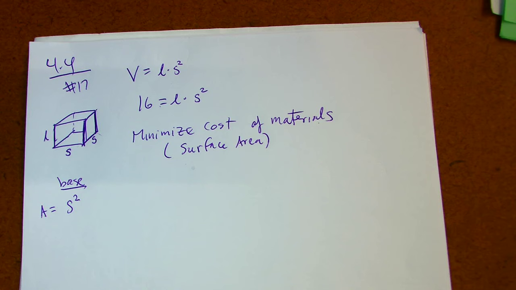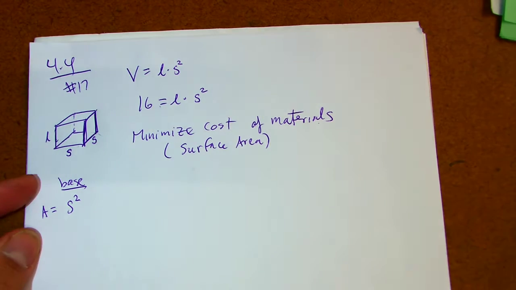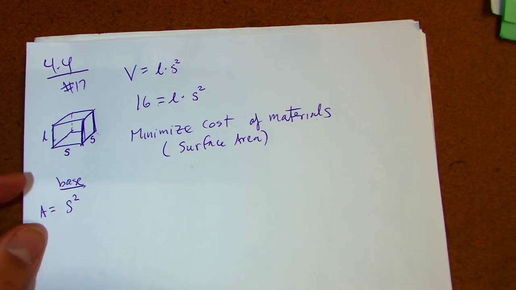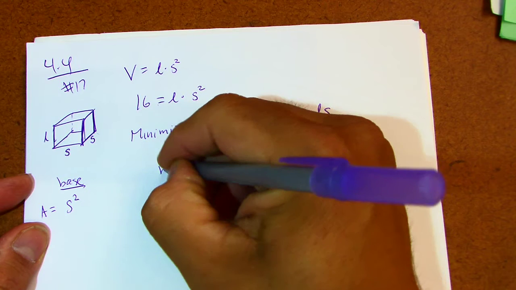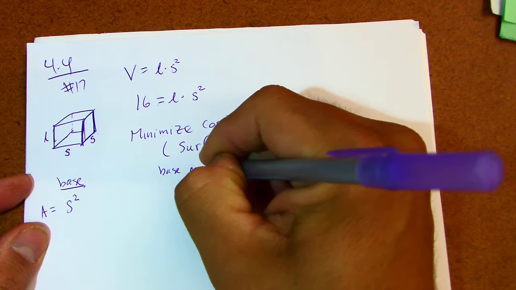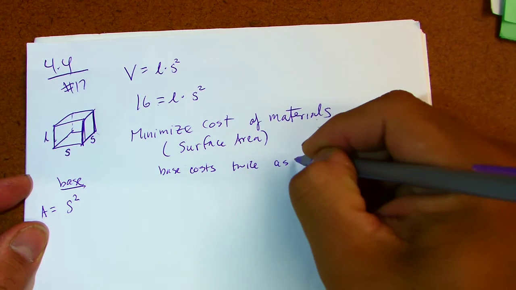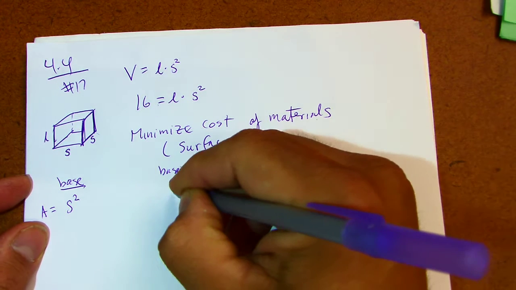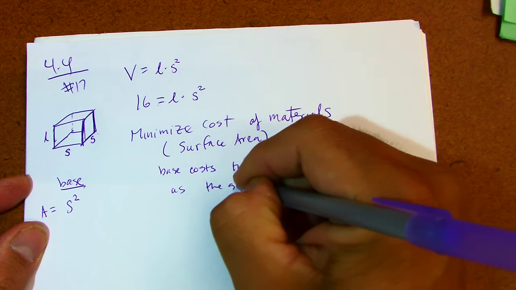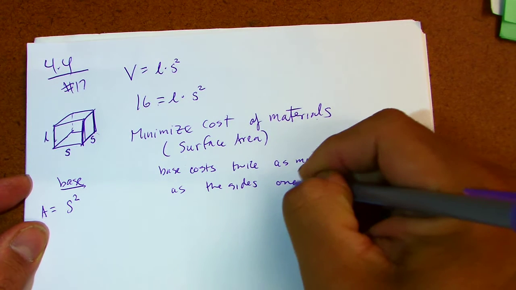All right. So we need to come up with our cost function, which if let's say that they don't tell us what the exact cost is, but we know we have a comparison between the two, right? So the base costs twice as much as the sides and top.